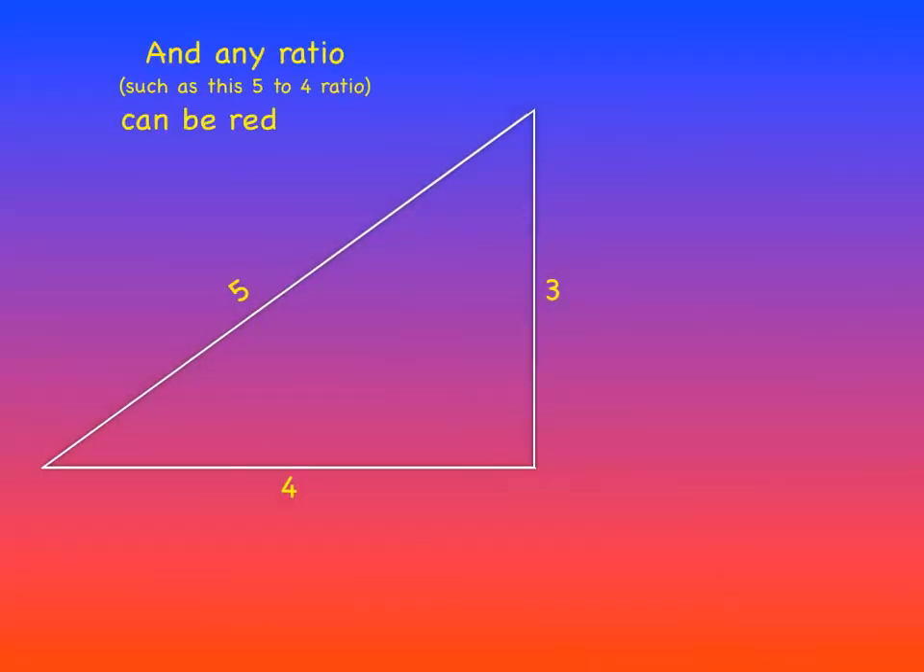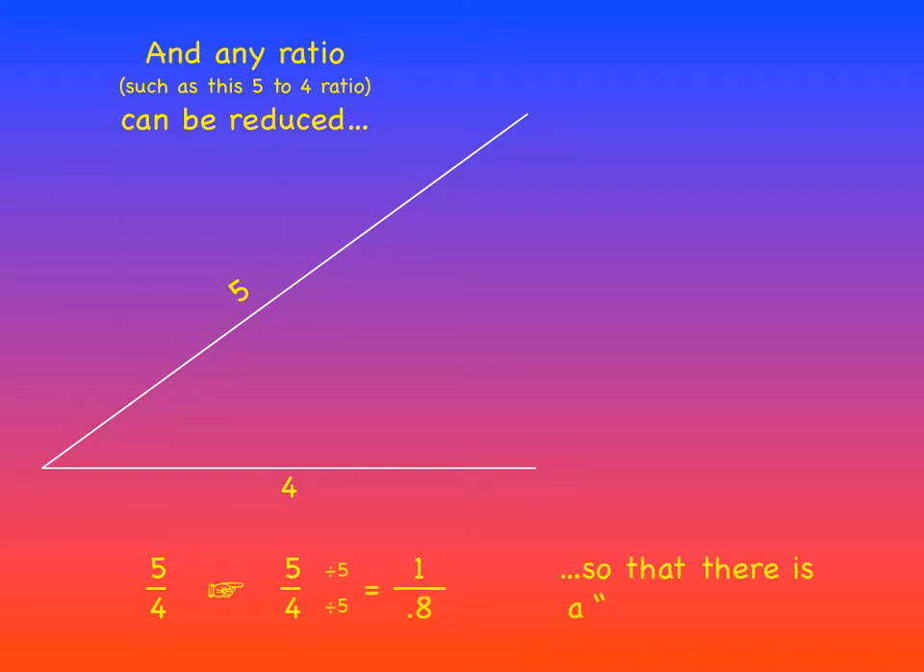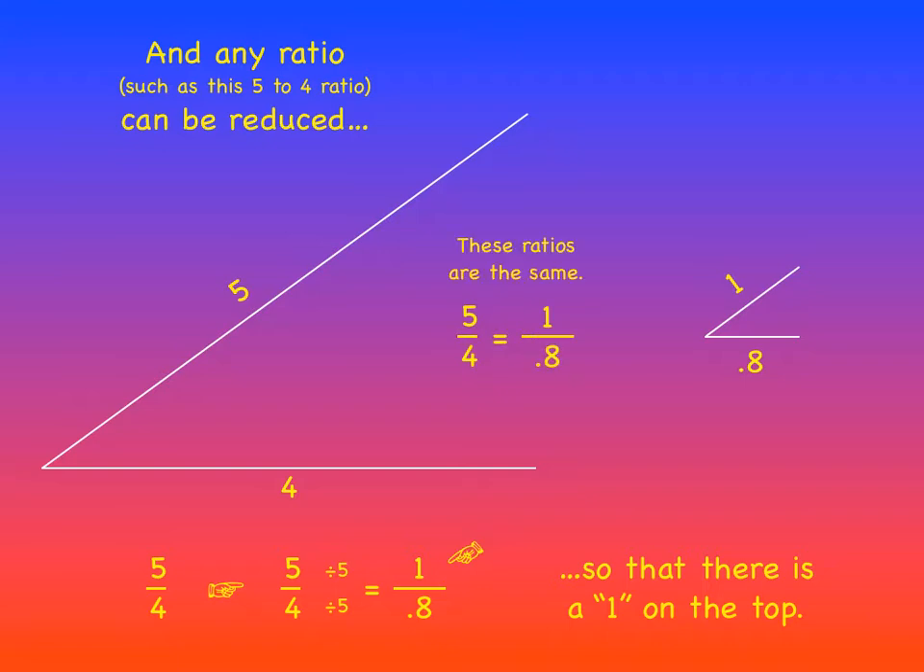And any ratio, such as this 5 to 4 ratio, can be reduced so that there is a 1 on the top. You can do it either way. Now the ratio is 1 to 8/10. These ratios are equal.